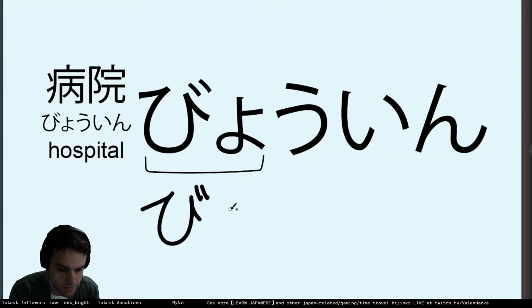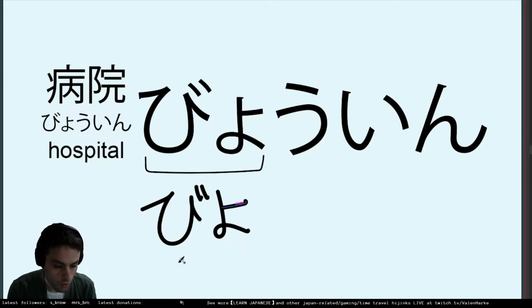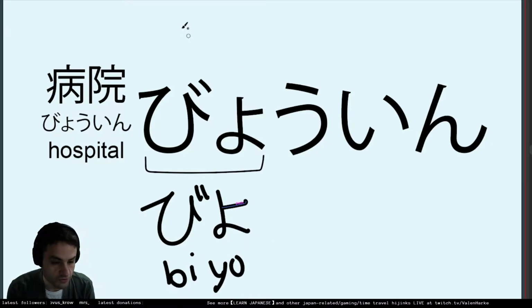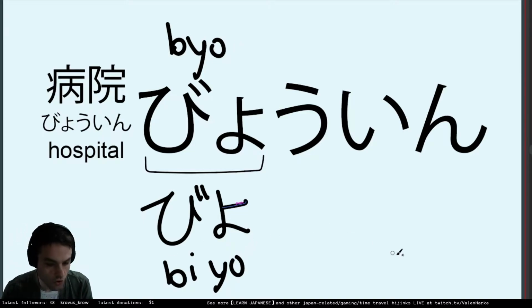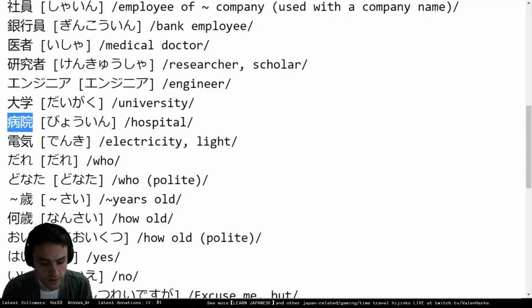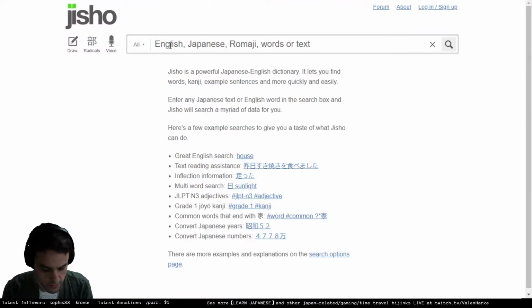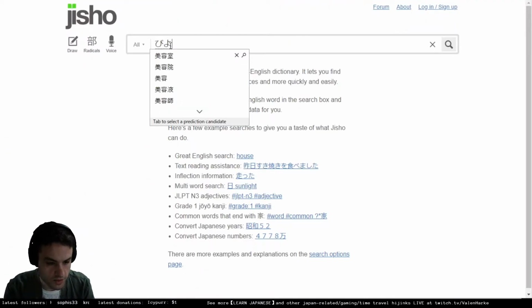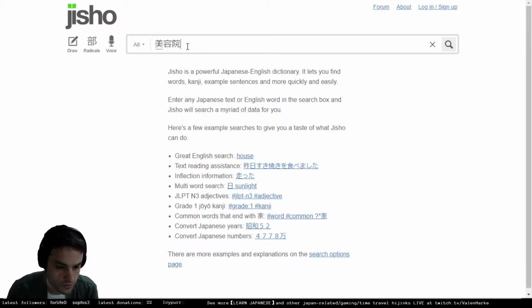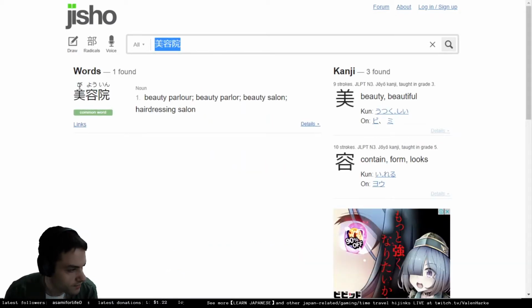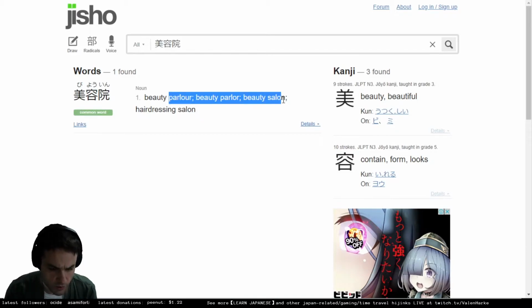This, yo, is different from byo, right? We've gone over this because if you say byouin, you are now saying hairstylist. And as a matter of fact, bring it on over. Byouin, there it is. Byoushitsu also. We have byoushitsu also. Enter. Okay. You see it? There it is. Byouin. Beauty parlor, beauty salon. Hairdressing salon. Yeah, that's what it is.